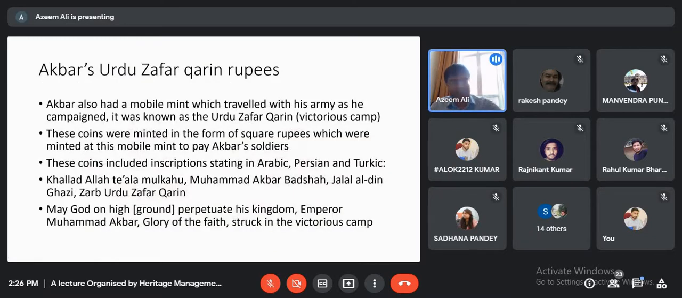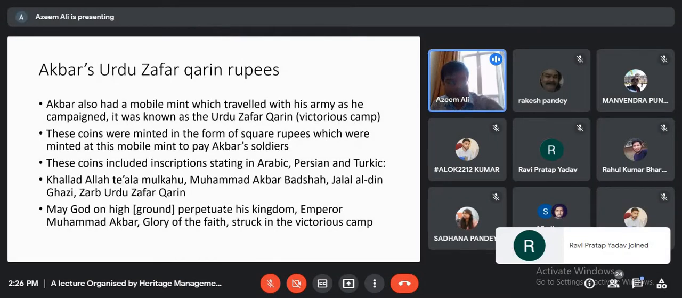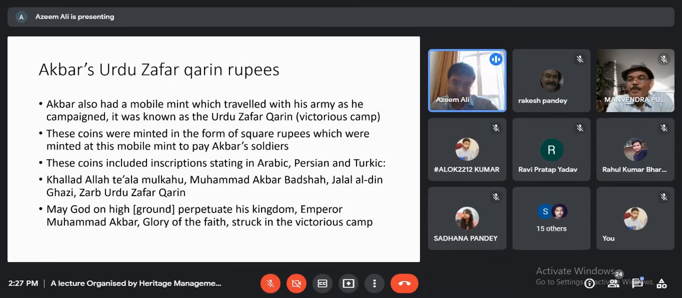And Akbar also minted coins while his army was campaigning, as he had a mobile mint. The mint was known as the Urdu Zafarqarin. And here's one of them. This is from Rajasthan, so this quite possibly was minted when Akbar was campaigning in Rajasthan. These are square-shaped, and they were used to pay Akbar's soldiers. These coins include inscriptions in Arabic, Persian, and Turkic.